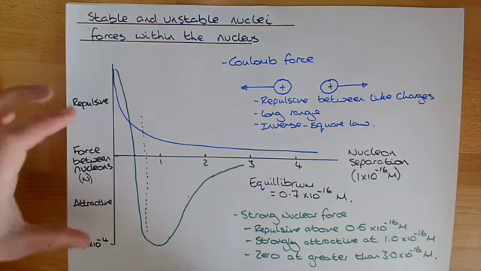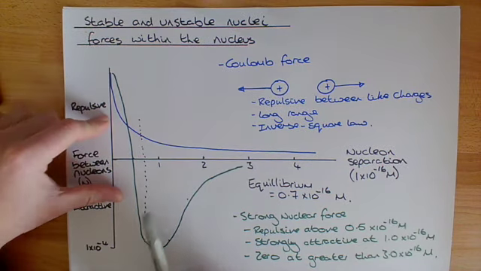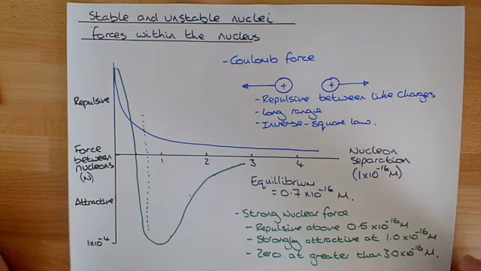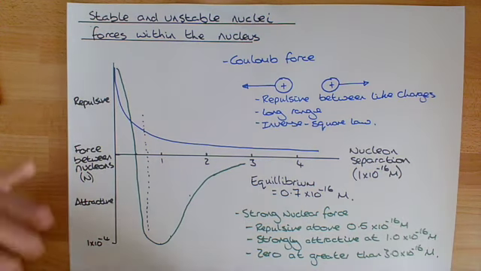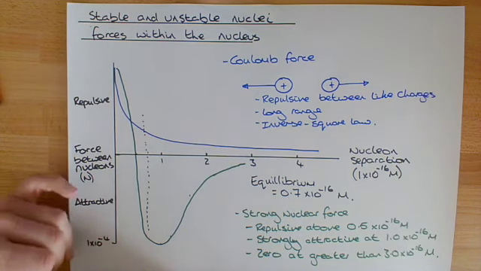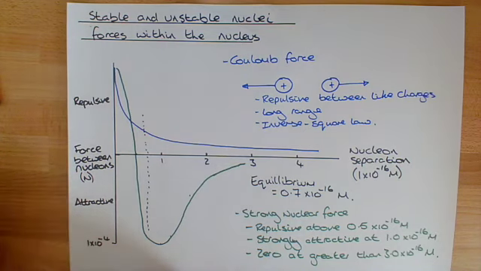So what that means is that the Coulomb force and the strong nuclear force are balanced. We talked about balanced forces quite a lot at GCSE. These forces here are balanced, and when they are balanced, that just means that nucleus is going to be stable and it's not going to experience any alpha decay, beta decay, and so on like that.